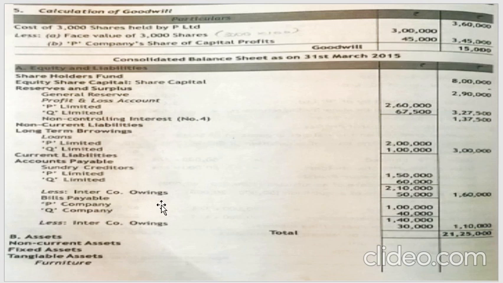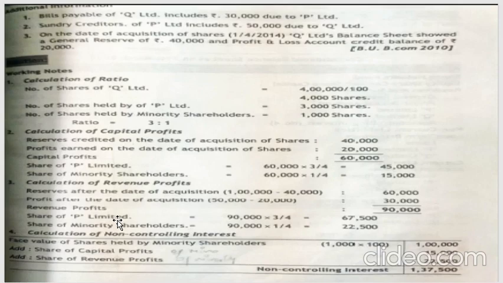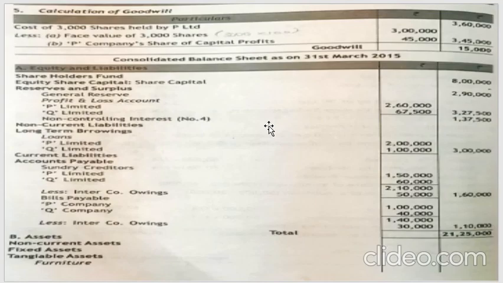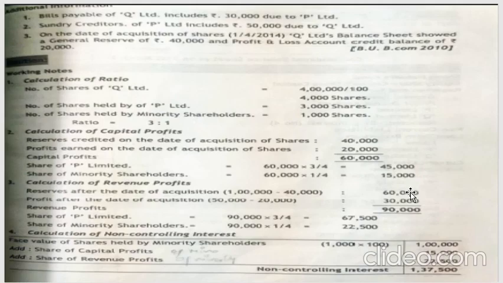Current liabilities: we have sundry creditors and bills payable. Sundry creditors in the question are 1,50,000 for P and 60,000 for Q. So the total will give you 2,10,000. Then we have an adjustment related to it: sundry creditors of P Limited include 50,000 due to Q Limited.